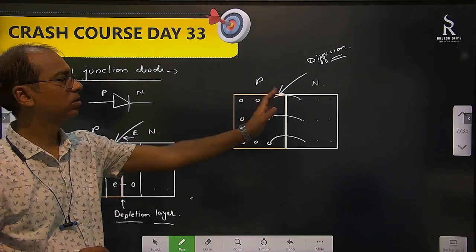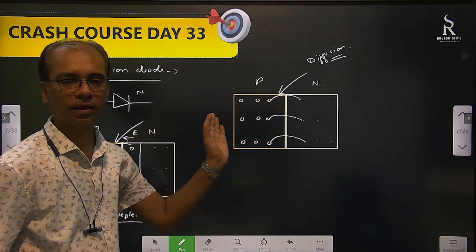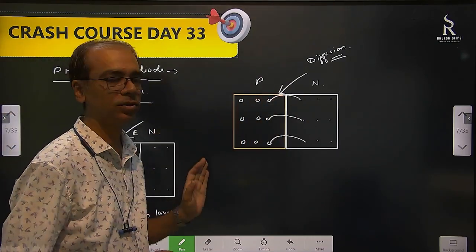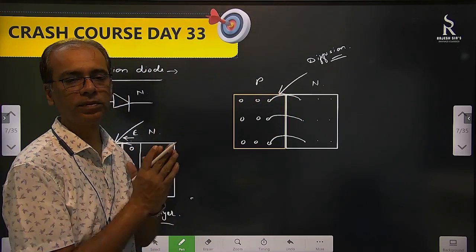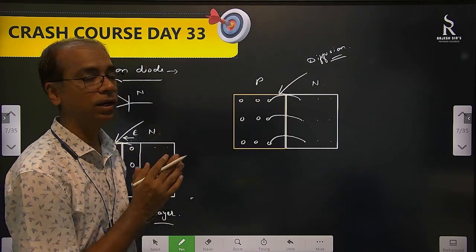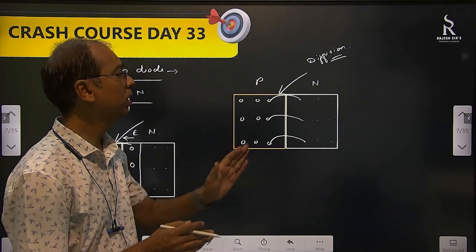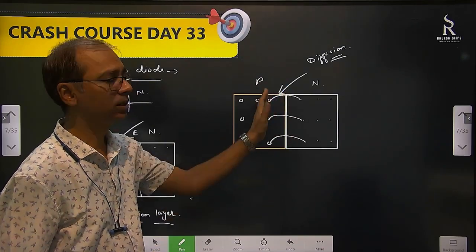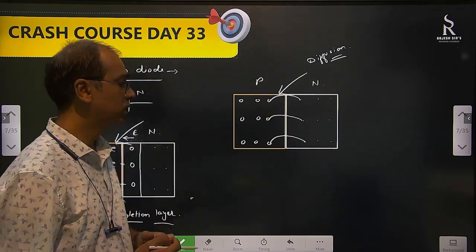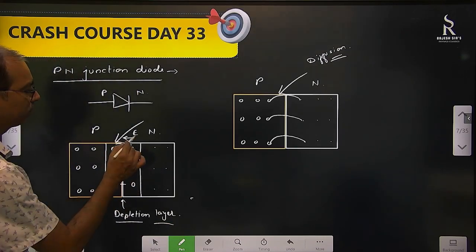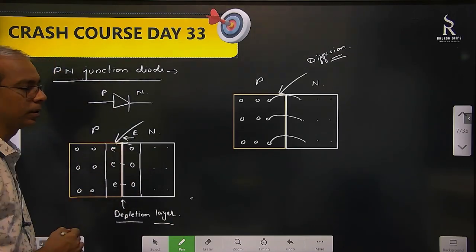Initially, these electrons moved this side. They diffused this side. Higher energy electrons diffused this side. And because of that, they created one depletion layer. Because this side became positively charged, this has become negatively charged. So they create one depletion layer. And because of this, from positive to negative, there is an electric field.